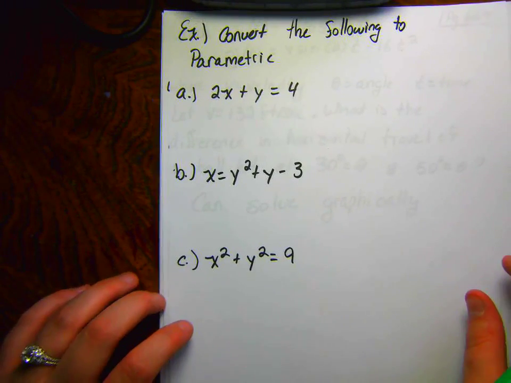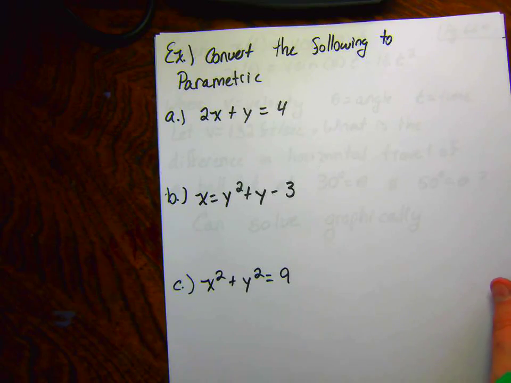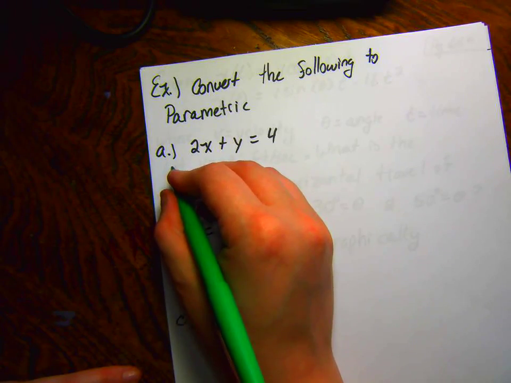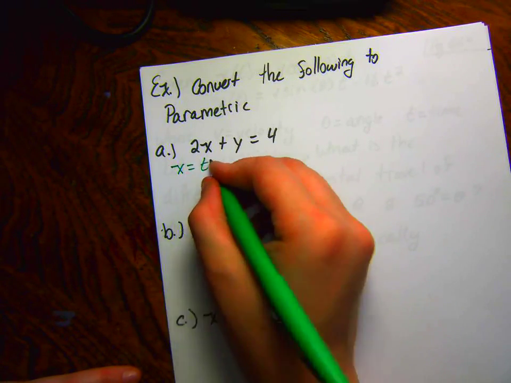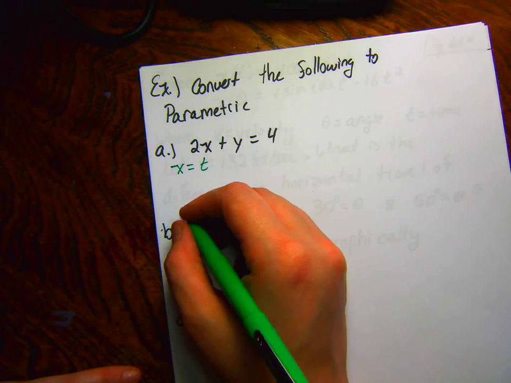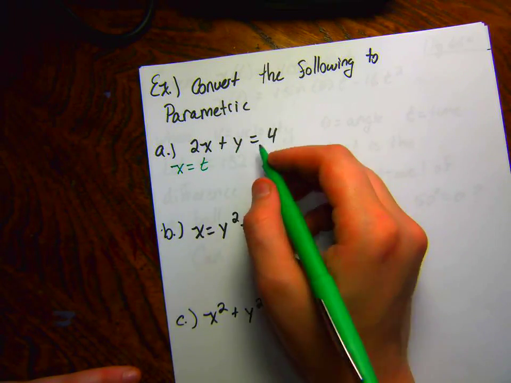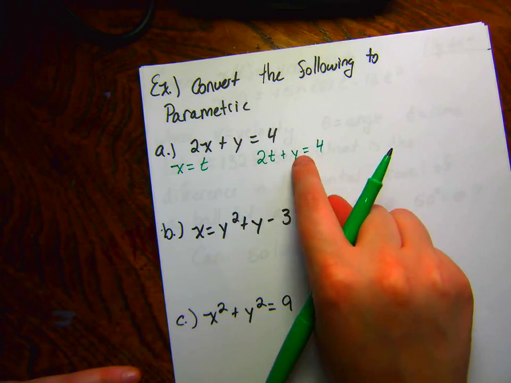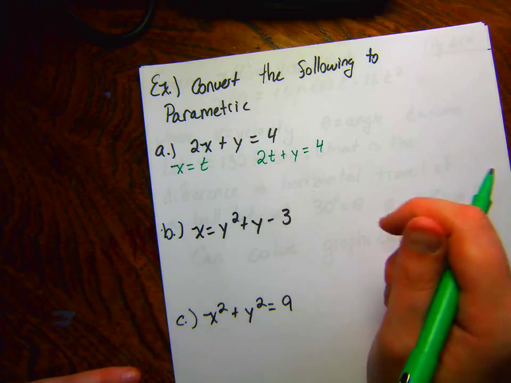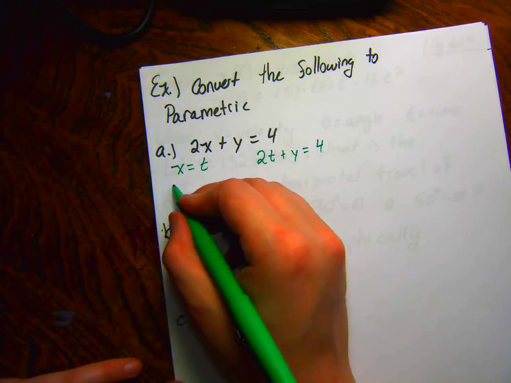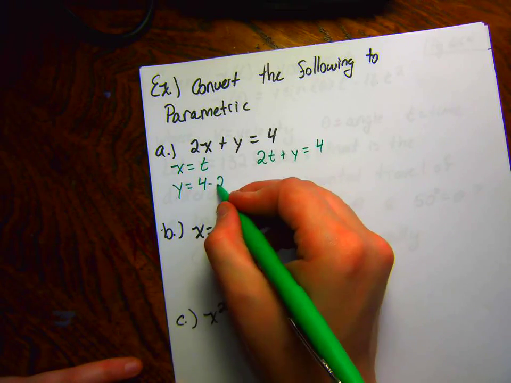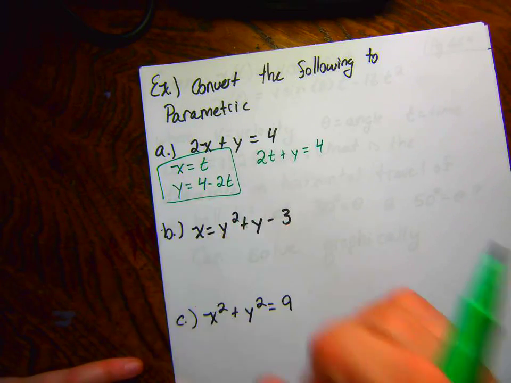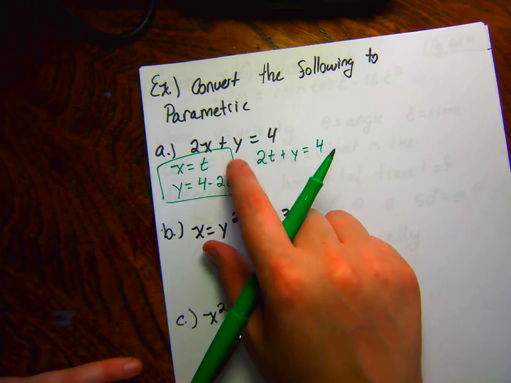Now let's work with converting the following to parametric. For this one, I'm just going to let x equal t. And then if I do that, I get 2t plus y equals 4. Now I still need to solve for y, so I get a function. So when I do that, I'll get y equals 4 minus 2t. So the goal of these is to get our y's and our x's by themselves on one side, and have the other side expressed in only t.